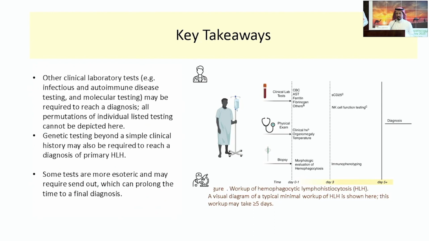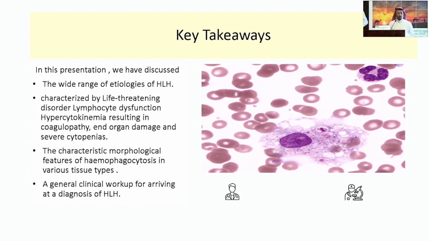Also, we need to investigate the precipitating factor or the background disease, which could be autoimmune disease or malignancy, or the primary form related to mutation. Some tests may take a long time, like soluble CD25, so there is a need not to delay the diagnosis. It's a life-threatening disease.